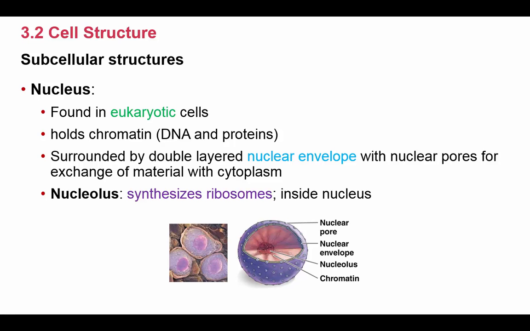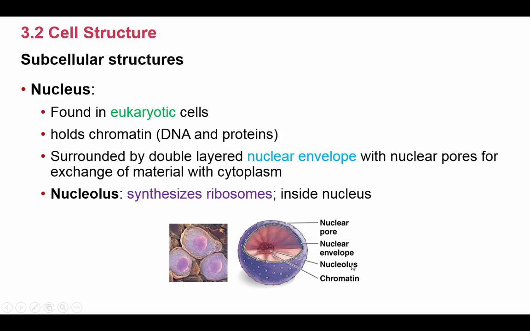Another organelle or subcellular structure we want to look at is the nucleus. Remember, the nucleus is only found in eukaryotic cells. So prokaryotes do not have them, but eukaryotes do. The nucleus contains chromatin, which eventually becomes chromosomes. That contains our DNA as well as proteins. We know that the nucleus is surrounded by a double layer that's called the nuclear envelope. It has holes in it called nuclear pores that allow materials to move in and out of the nucleus. And in the center of the nucleus, you would find something called the nucleolus. The job of the nucleolus is to synthesize, or make, ribosomes, and again, it's found inside of the nucleus.